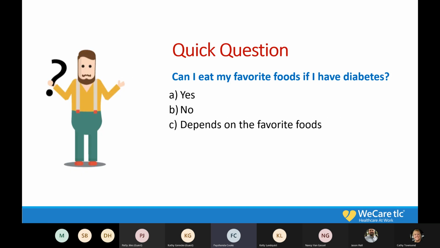Next. Quick question. Can I eat my favorite foods if I have diabetes? If you say A, yes, raise your hand. B, no, raise your hand. Or C, depends on the favorite food, raise your hand.